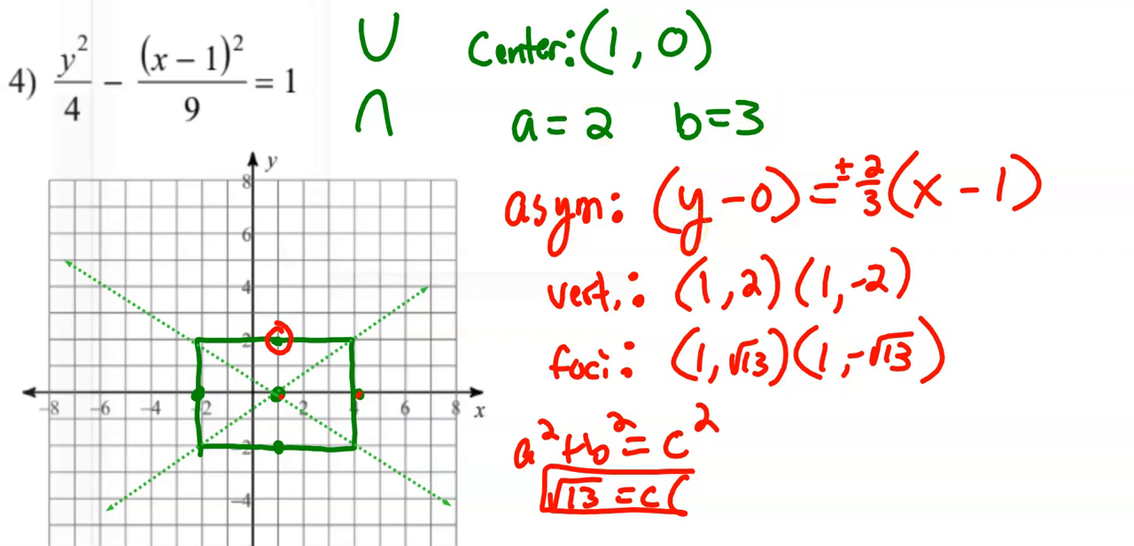Last thing to do here is to sketch the hyperbola. And so it's going to go and open up really wide. Kind of reminds me of like a bowl or something like that.